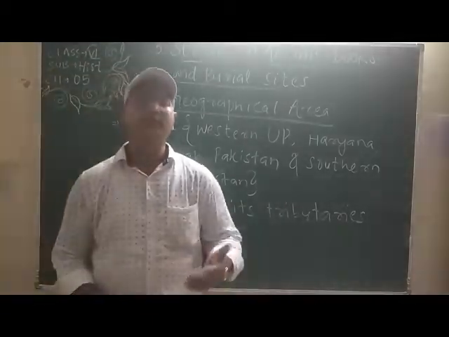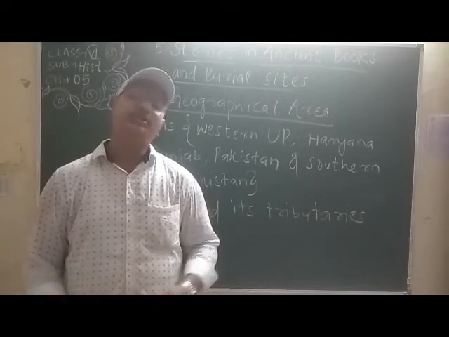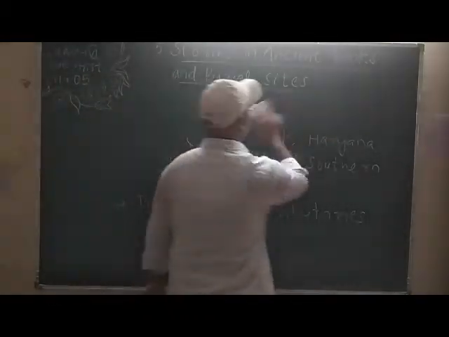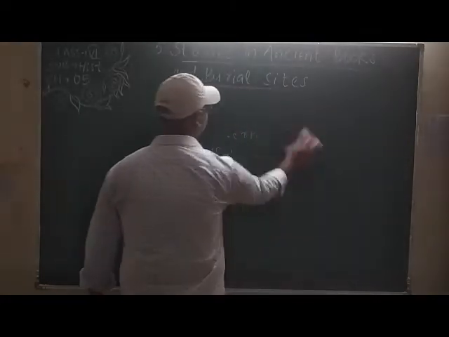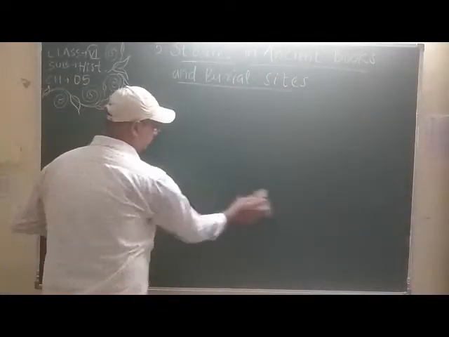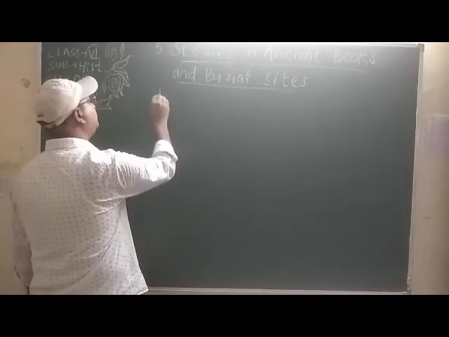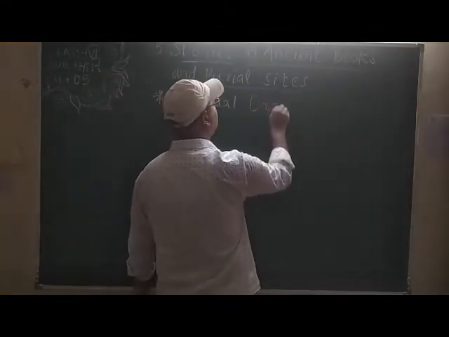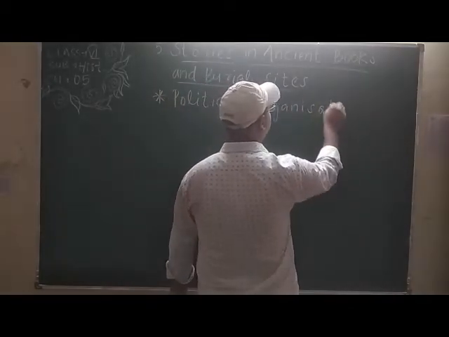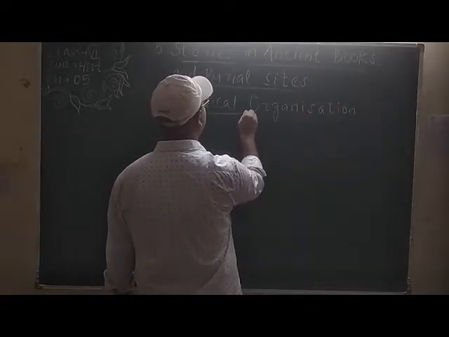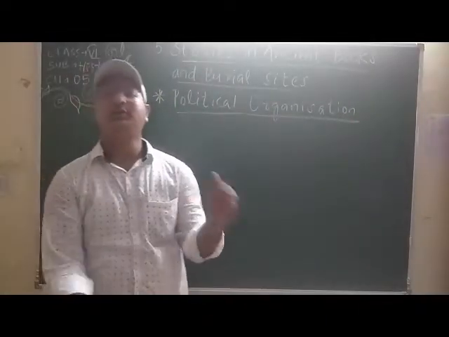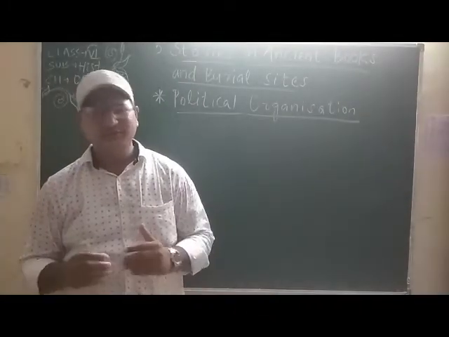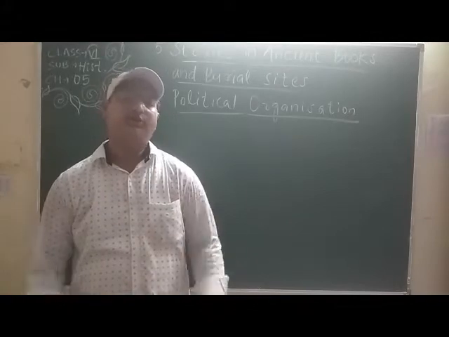Then what about the next topic? That is the political organization. What does the Rig Veda contain about political organization? Let us see. The Rig Veda mentions assemblies. Organization means a group of people forming a particular body for doing different works.